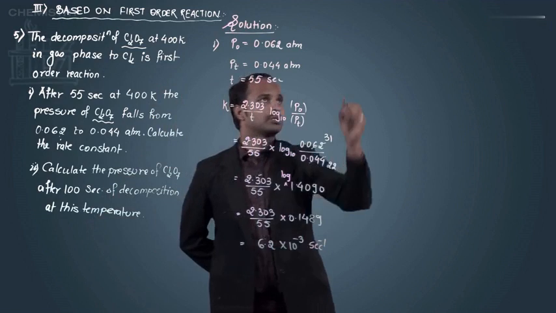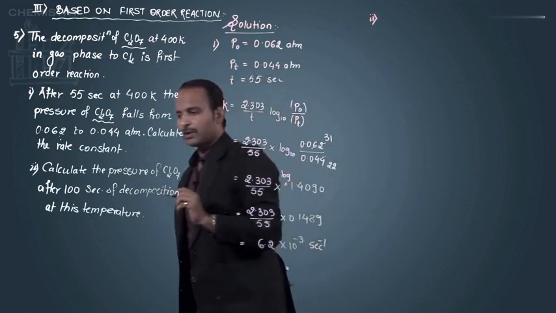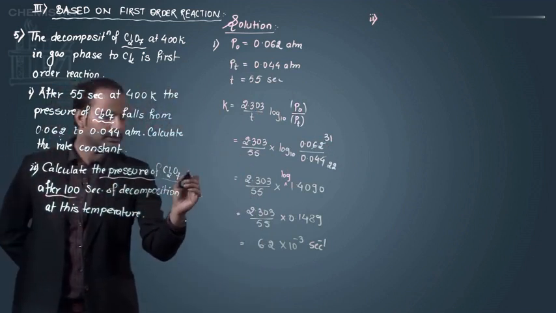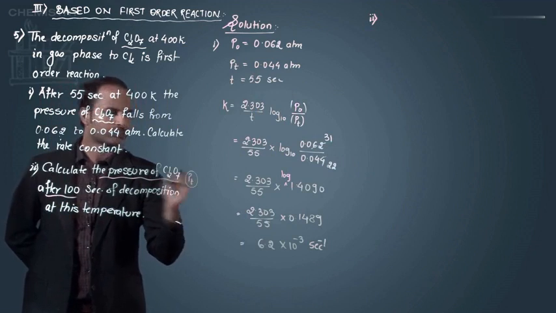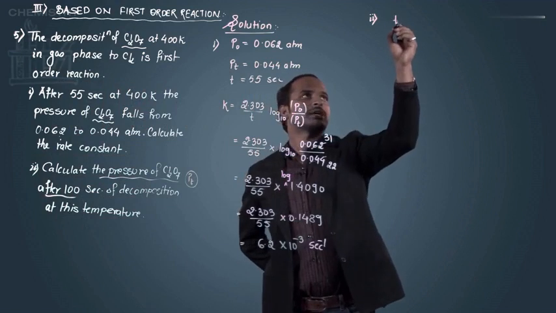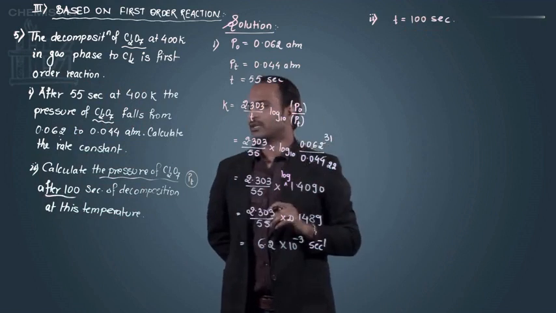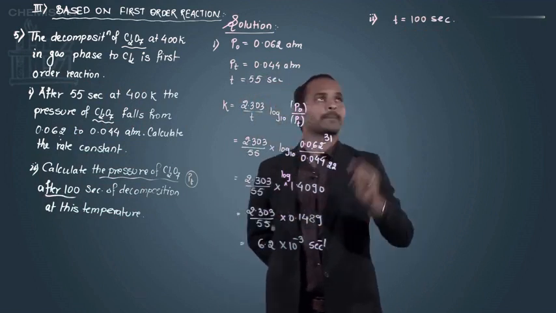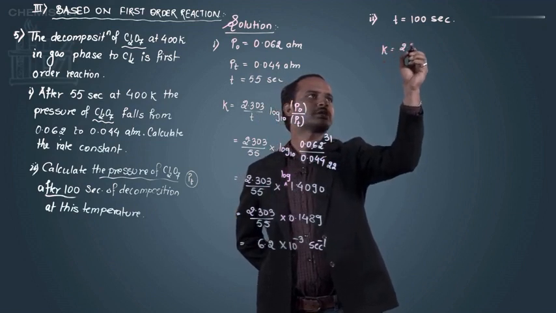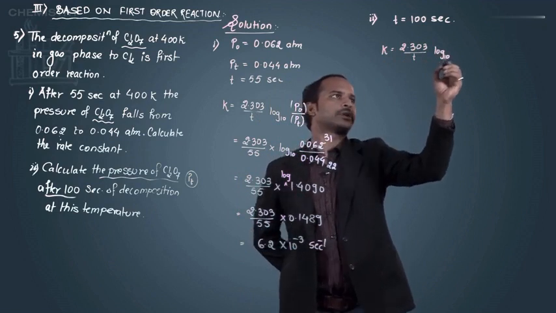Now the second part of the question. In the second part, we have to calculate the pressure of Cl2O7 after 100 seconds. Ultimately, here I have to calculate PT after 100 seconds. So for PT now the time is changed to 100 seconds. The initial pressure is going to be the same, 0.062 only. So again I will use the same formula, K is equal to 2.303 upon t log to the base 10 P naught upon PT.